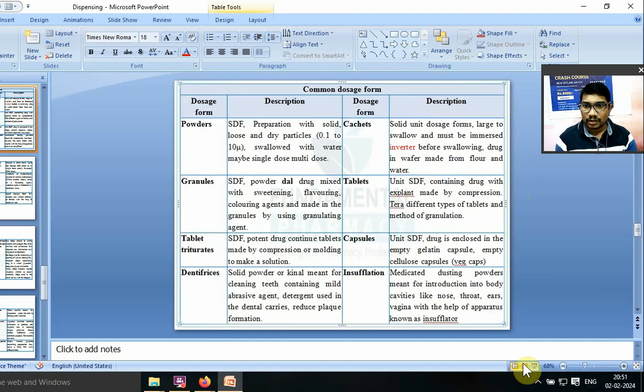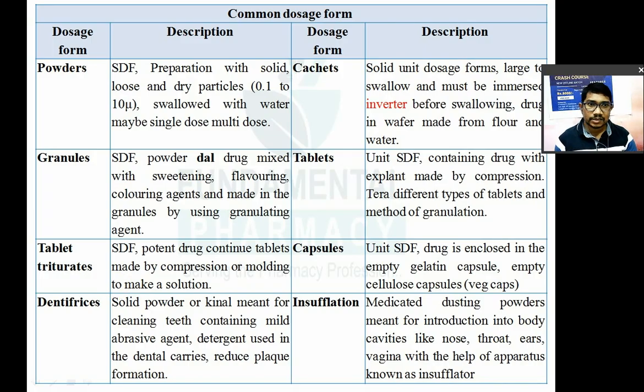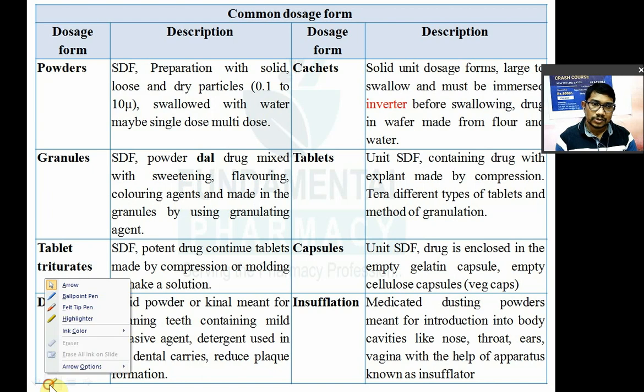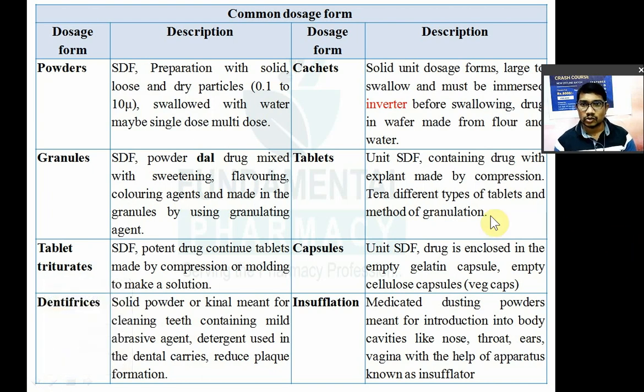Next is the tablet. What do you mean by tablet? It is a solid unit dosage form. Unit means you take one, two, three. So a unit solid dosage form containing a drug with excipient, made by compression or molding. There are different types of tablet and there is also the granulation method. Types of tablet are simply compressed tablet, coated tablet, film coated tablet, sugar coated tablet, and enteric coated tablet. You will see that later.